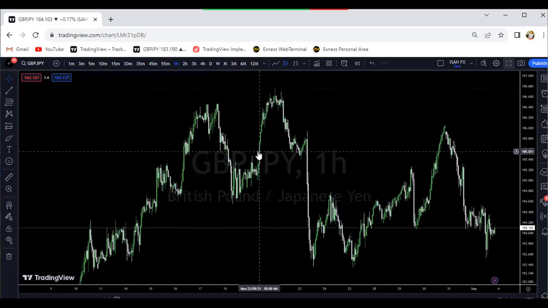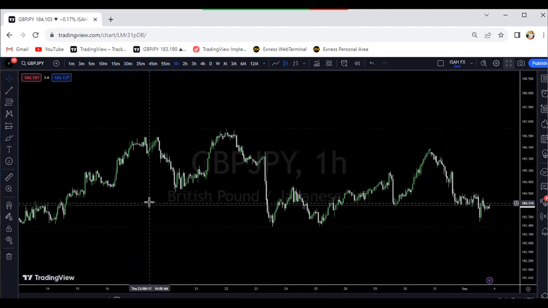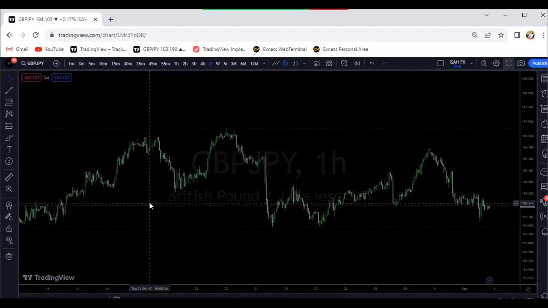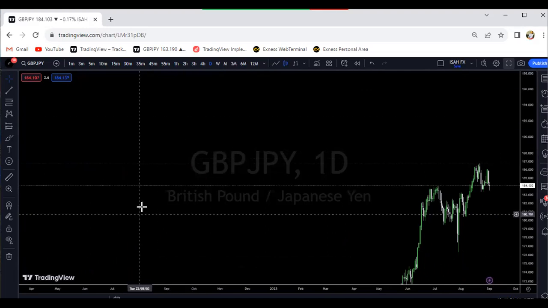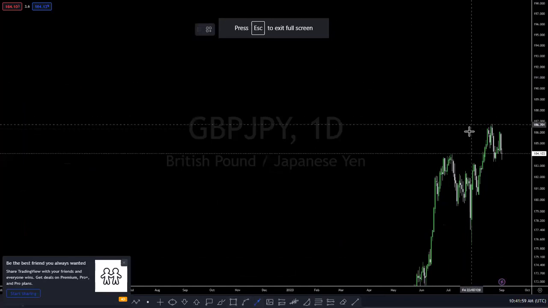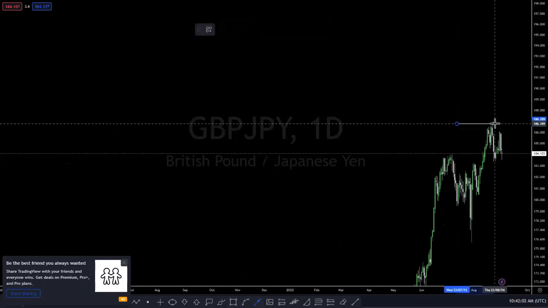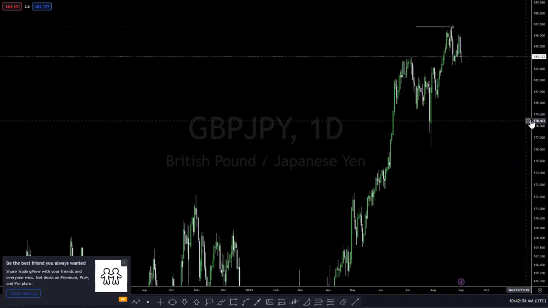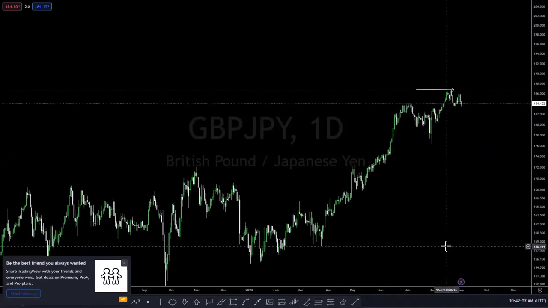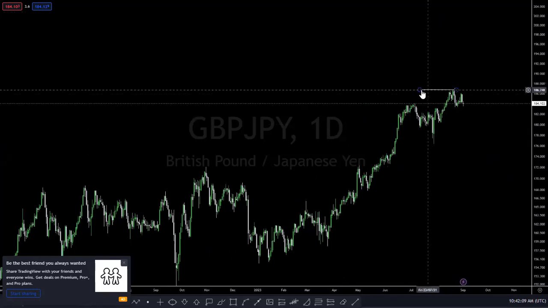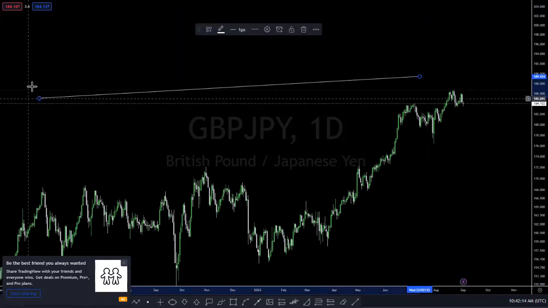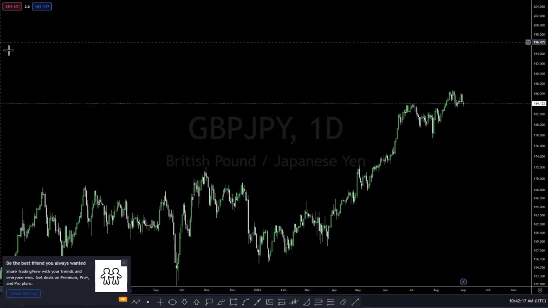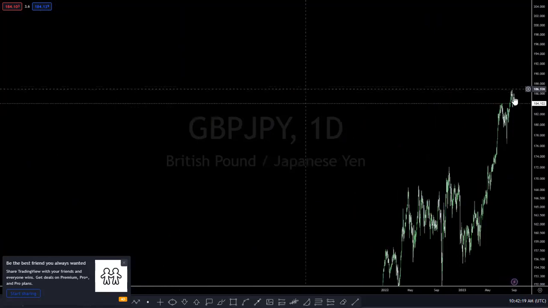Now on this GBPJPY, because today is Sunday, I have to start on a higher time frame to know what the market is doing. On the daily time frame, I'm only having this high up here as my resistance level, and I have multiple supports below. But first things first, I know the market cannot just reject from here. There must be something behind where the market is rejecting from. So I have to look for the area where this market is rejecting from.